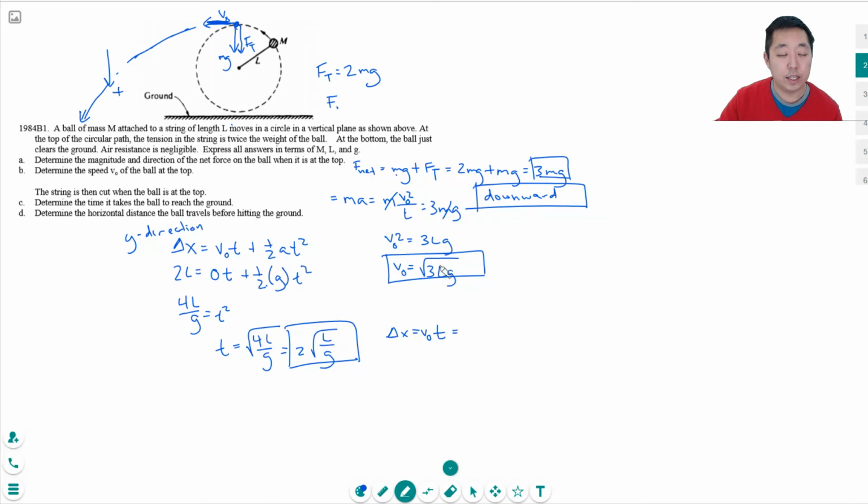So v naught in the x direction was the square root of 3 Lg. The time it's in the air is this 2 root L over g. That makes this 2 root 3. Wait, I've got a root L times a root L, that's 2L root. Oh, and the square roots of g cancel. So 2 root L root 3, I think that's right. Okay, it's a pretty quick one.